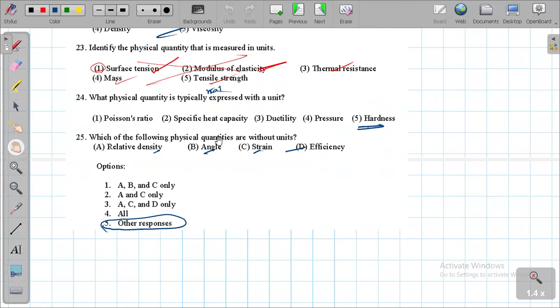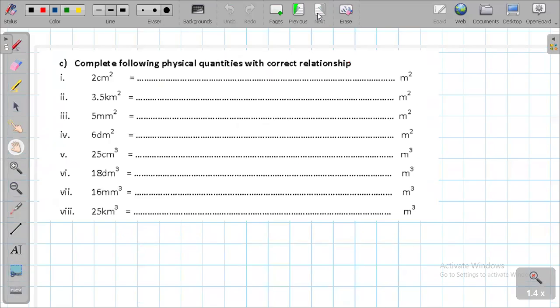The angle has a unit, but there is no answer calling B only. So we have to go with other responses. There is no answer saying angle, then B only. Then we had an answer here, other responses only. Understand? So there is no answer.